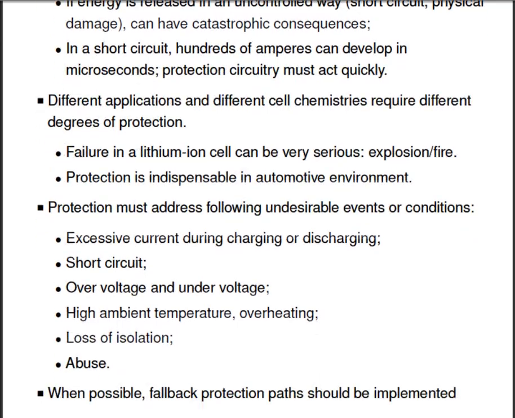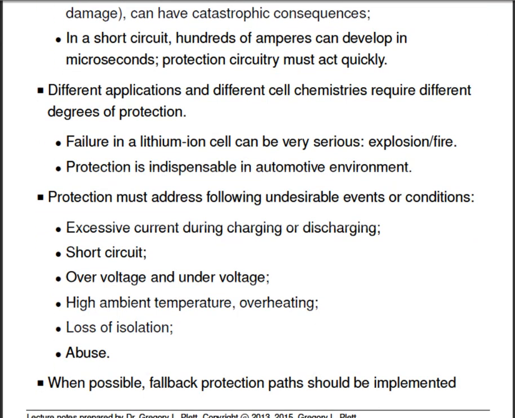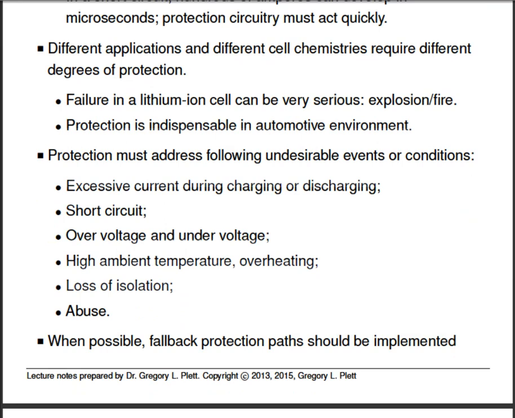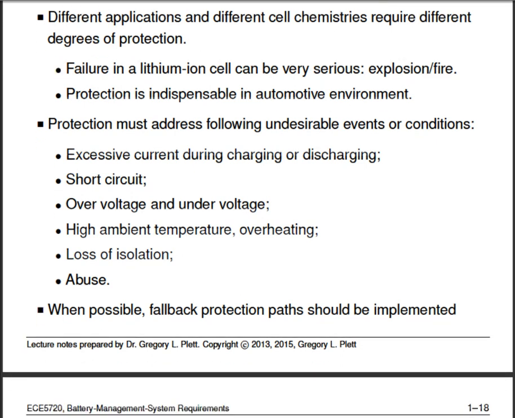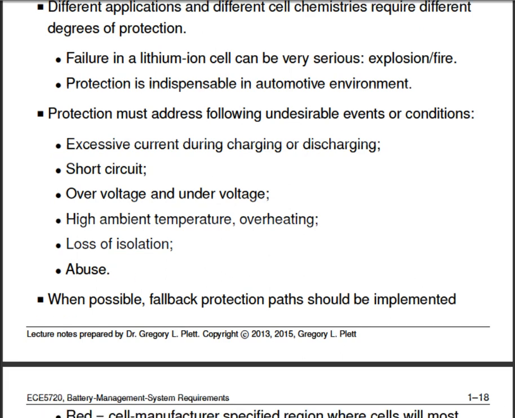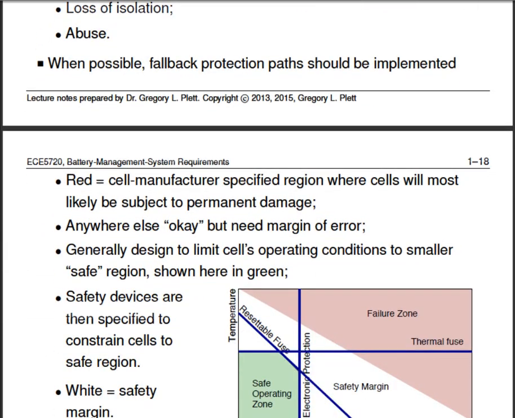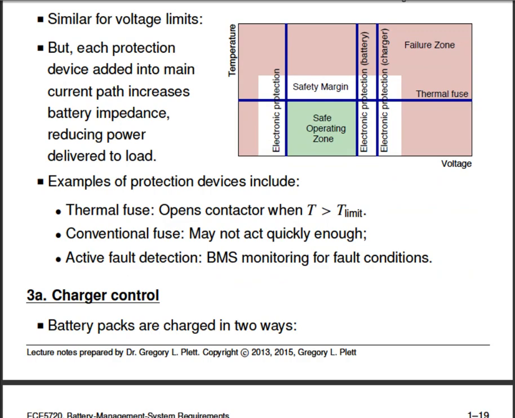Different applications and different cell chemistries require different degrees of protection. Depending on the chemistry and type of battery you are using, you have to enhance the protection in some cases. Protection must address the following undesirable events or conditions: excessive current during charging, discharging, short circuit, over voltage, under voltage, high ambient temperature, overheating, loss of isolation, abuse. All these things are evaluated when designing the protection circuit for the BMS. So I think this much is enough.